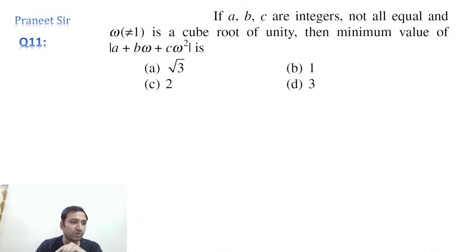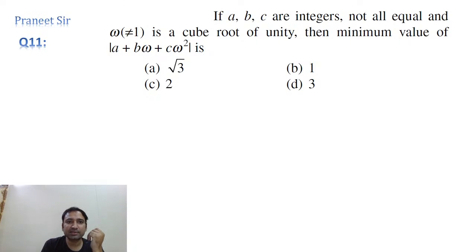So guys, this is the last question. Everyone do this question. If A, B, C are integers, not all equal, and omega is a cube root of unity, then the minimum value of mod A plus B omega plus C omega square. So let's calculate this value, everyone.